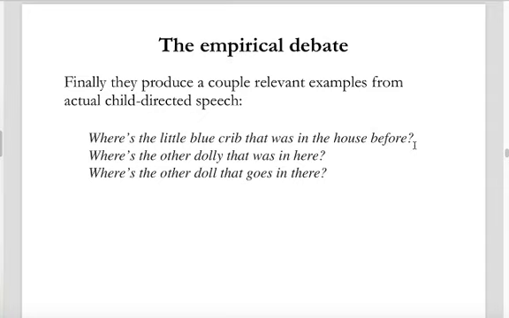Now, presumably, the corresponding declarative is: the little blue crib that was in the house before is there, or is where. Right? You don't extract this was, even though it's earlier in the sentence. You extract the main clause is, which is realized as a clitic here, z. Right? Similarly, all of these are where's questions. Where's the other dolly that was in here? It's not where was the other dolly that in here is, or something like that. That would be the ungrammatical version. We're getting the grammatical version.